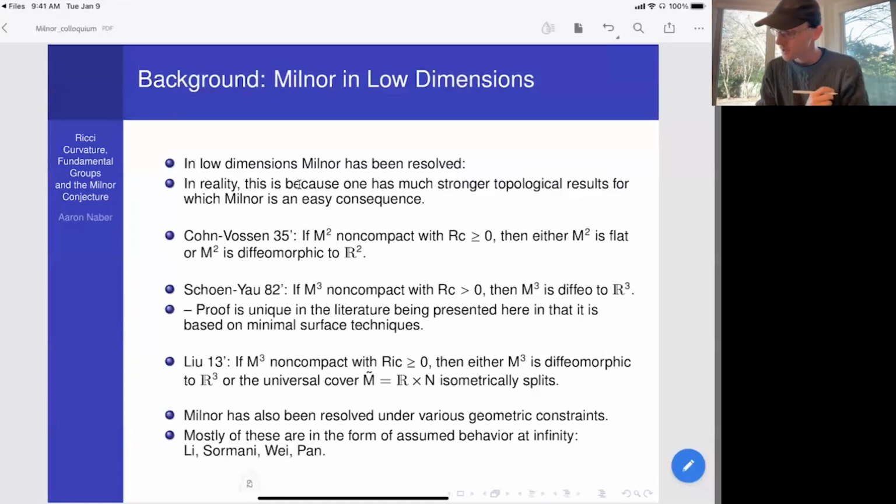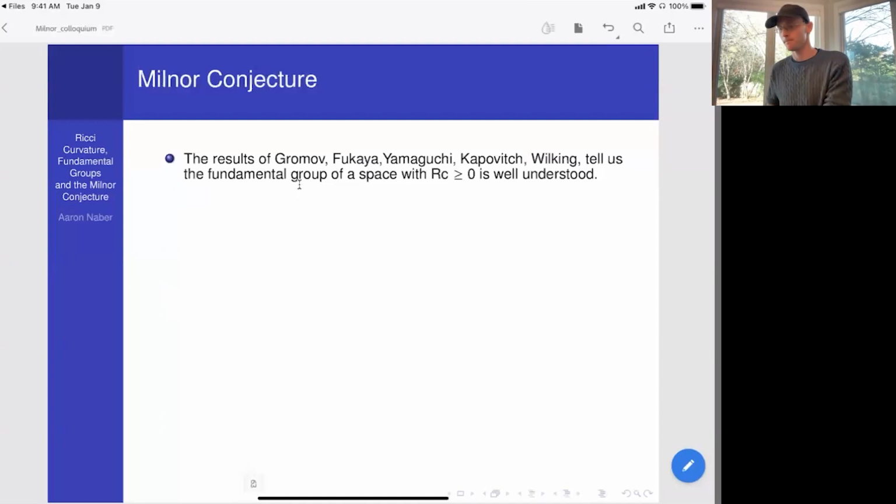The people that deserve mentioning here are Lee, Sormani, Wei, and Pan, who have all proved nice results along this line. Usually along the lines of, say, tangent cone uniqueness of the universal cover or splittings of factors and things along this line. If you can control basically the behavior at infinity at all, you can typically prove Milnor in the end. And these guys are the ones who put this all together. I probably won't get there. Maybe Daniele will. But the behavior at infinity of this space is kind of fun. Like you can see how it just swings through all these various results.